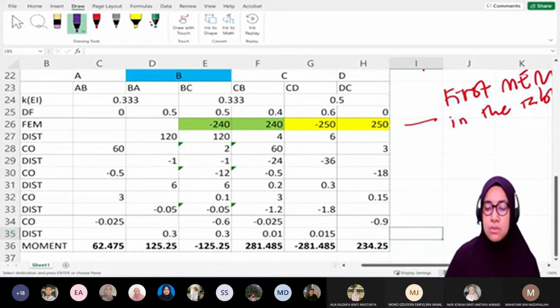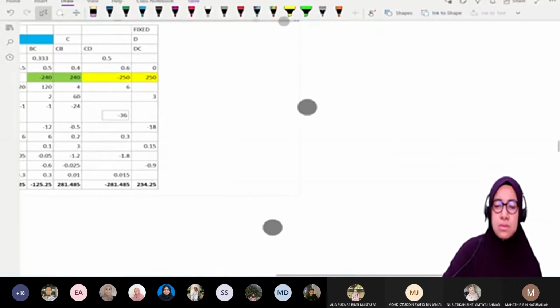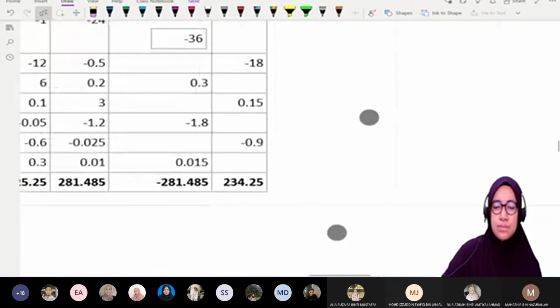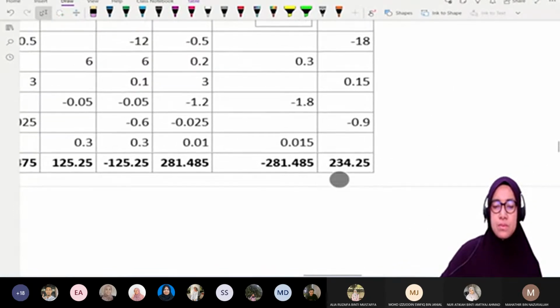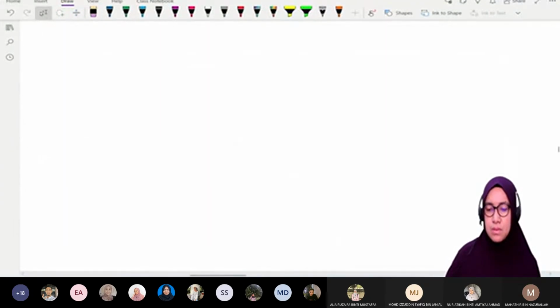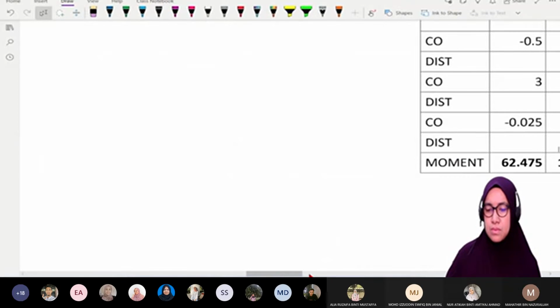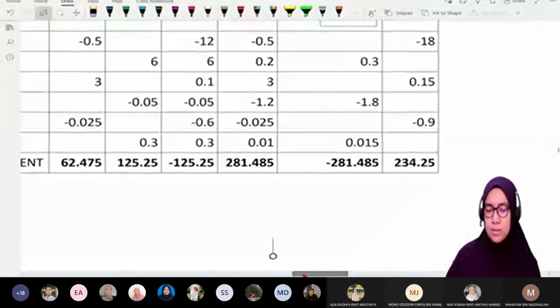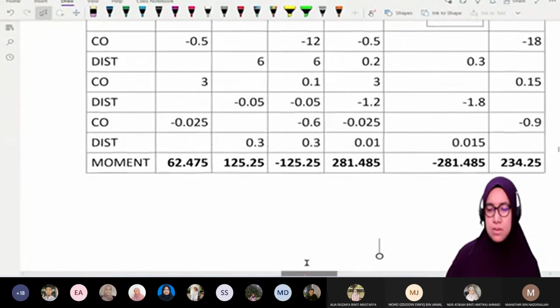Okay, so okay, dah boleh zoom. Ini value yang kita dapat tadi. Ini dia.